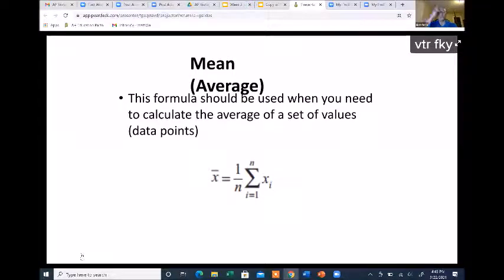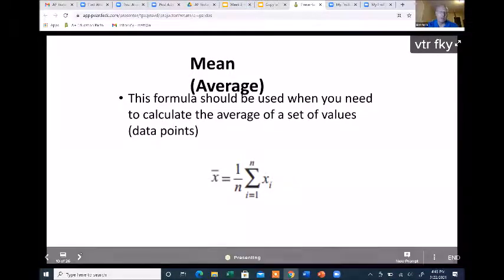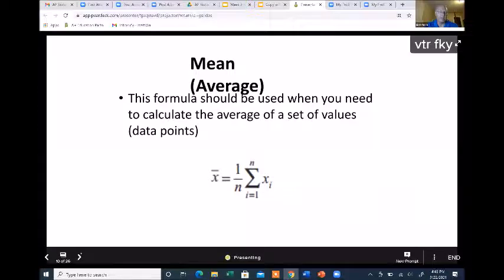Now, this formula that you see on the screen right now is a formula for mean. This is on your AP formula sheet. Everybody in here I know knows how to calculate the average or the mean. But you might look at this formula and think, man, that looks crazy complicated. And it does. This X with the bar on top, that's the symbol for mean.